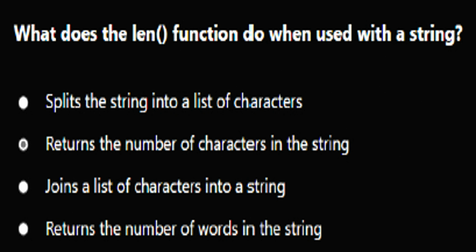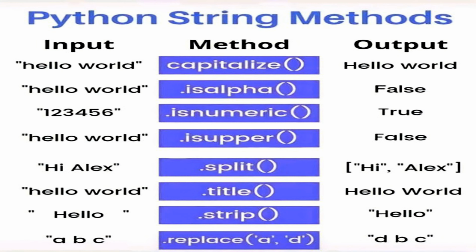Question number 6. What does the len function do when used with a string? To answer this question, you need to make sure that you understand what a function is. Then you need to understand what we mean by a string. How do we create a string in Python? How do we modify a string in Python? What are different functions that we can use to modify and get information about a string in Python? Make sure you understand strings in Python, what they are, and how to work with them.